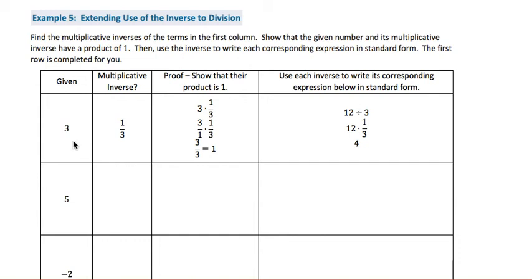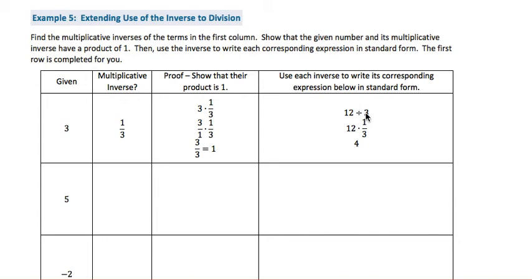So the first one is completed for us. They're giving us 3. The multiplicative inverse of 3 is 1/3. And we prove that by multiplying 3 times 1/3. And they rewrote 3 as an improper fraction, as 3 over 1. You multiply 3 times 1, which is 3, 1 times 3, which is 3, and 3 over 3 is 1. And remember, the number and its multiplicative inverse have a product of 1, positive 1.